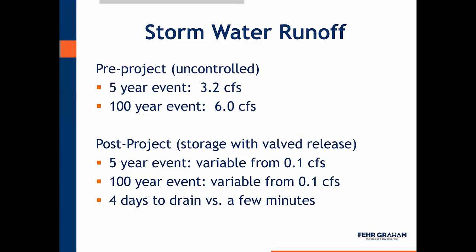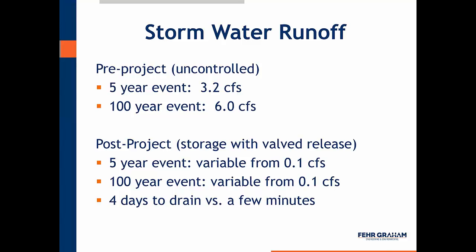So post-project, with the new construction and the valve release for the 5-year and the 100-year, we have a variable discharge rate from essentially 1/10 of a cubic foot per second up to whatever that tile line can handle, which is still going to be a very low number. Currently, we have that valve closed down to where we're discharging that very low amount. So the runoff rate is really controlled as much as we can.